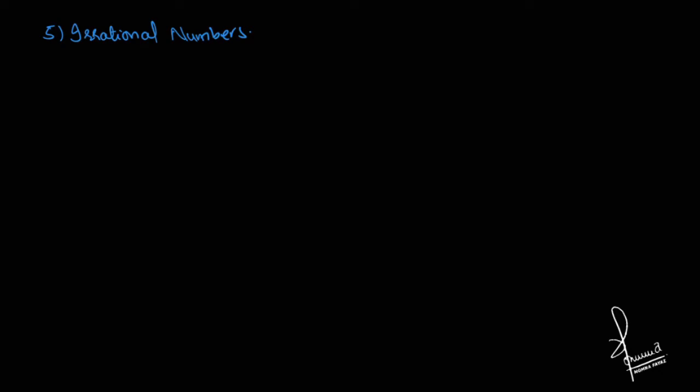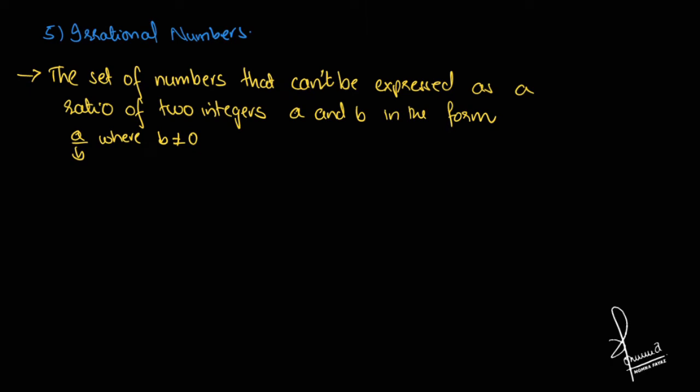Irrational numbers आपके पास क्या होते हैं? अगर rational numbers can be expressed in the form of a over b, where a is an integer, b is an integer, b is not equal to 0, तो irrational क्या होंगे? It is a set of numbers that cannot be expressed as a ratio of two integers a and b in the form a over b, where b is not equal to 0. So any number which is not a rational number is going to be an irrational number.